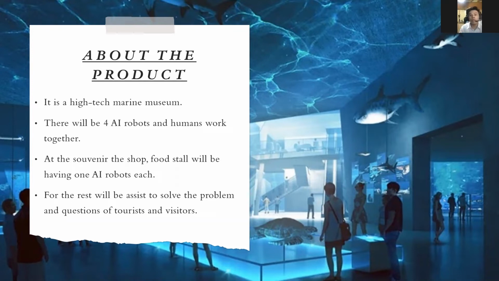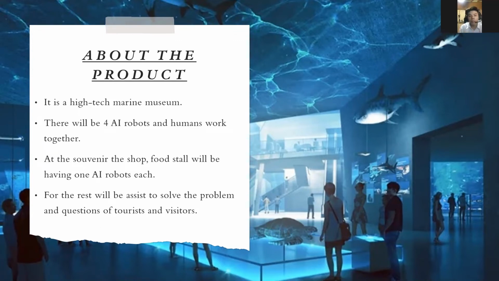So this museum is a high-tech marine museum. In this museum, we will have 4 AI robots working together with the humans so that the whole process can be more efficient and smooth as well. So the 4 AI robots will be located at the souvenir shop, the food store, and the other two will be put at the places which are the most suitable and will help the visitors and the guests as well.